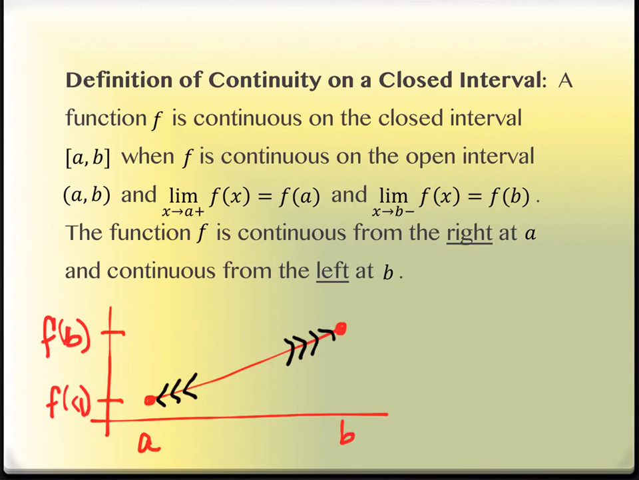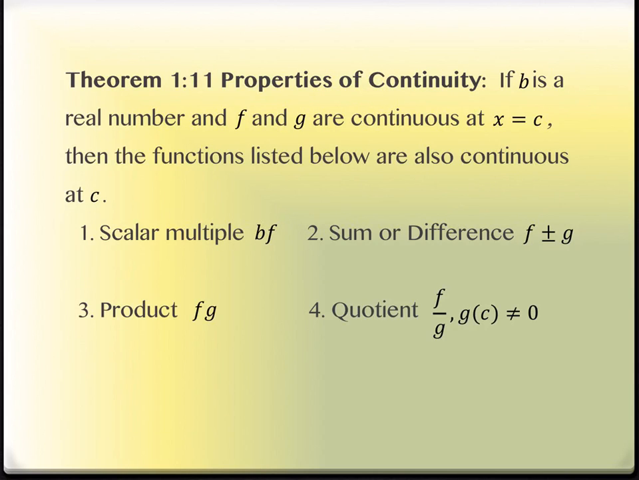And then some properties of continuity. If b is a real number and f and g are continuous at x equals c, then the functions listed below are also continuous. So we kind of have already dealt with these particular descriptions before. We did it for limits, and now we're doing it for continuity. It makes sense that we have this theorem for limits and should have the same theorem for continuity because they're very related ideas.